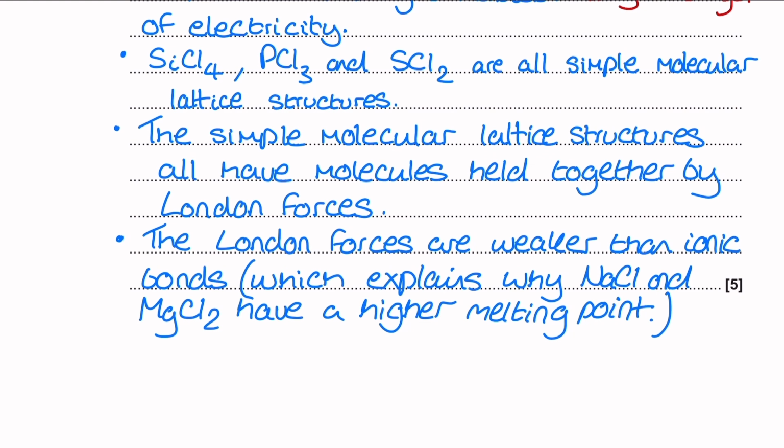So here, what we then point out is why there's a difference in the high and low melting points, and we say that the London forces in the simple molecular lattice structures are weaker than the ionic bonds in the giant ionic lattice structures, which explains why the giant ionic lattice structures have got a higher melting point. And the reverse argument for this final bullet point is obviously okay.